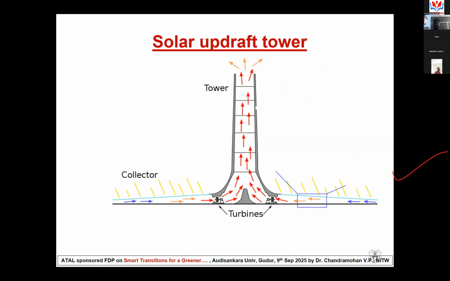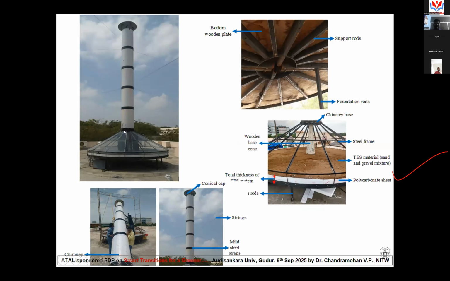This was first invented in 1945 for some other applications, not for electrical applications. In 1985, people developed a plant, but it collapsed. At present, we have developed this setup at NIT Warangal. This is the only setup of its kind in the world now. This is the setup we have developed. The diameter of the canopy part is almost 2.5 meters. The height of the chimney is 6 meters. It is kept on the rooftop.